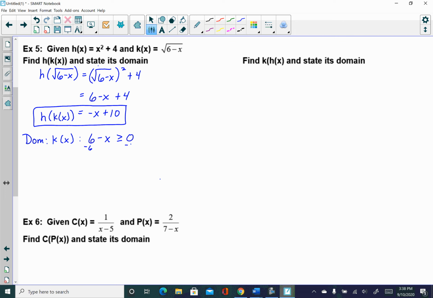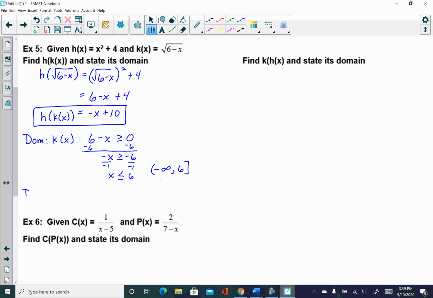Subtract 6. Negative x is greater than or equal to negative 6. Divide by negative 1. So x is greater than or equal to positive 6. Oh, I divided by a negative. Gotta catch myself. What happens when you divide by a negative? Change that inequality sign. Okay, there we go. Now we're back on track. So now, interval notation, x less than or equal to positive 6, then that interval notation would be from negative infinity to positive 6, parentheses, and a bracket.